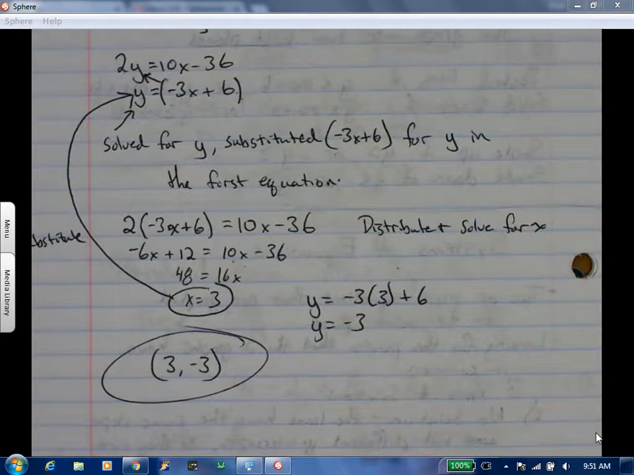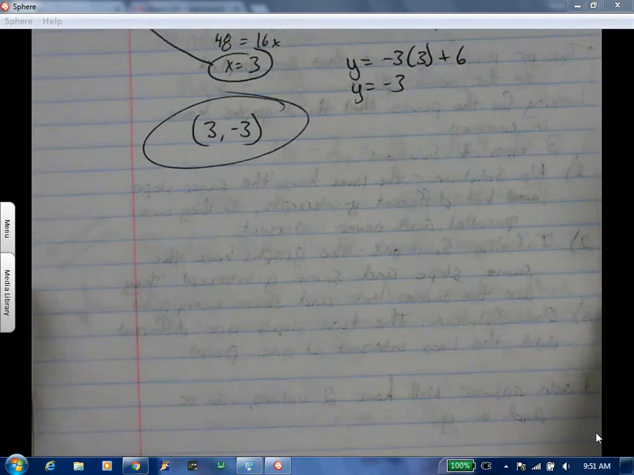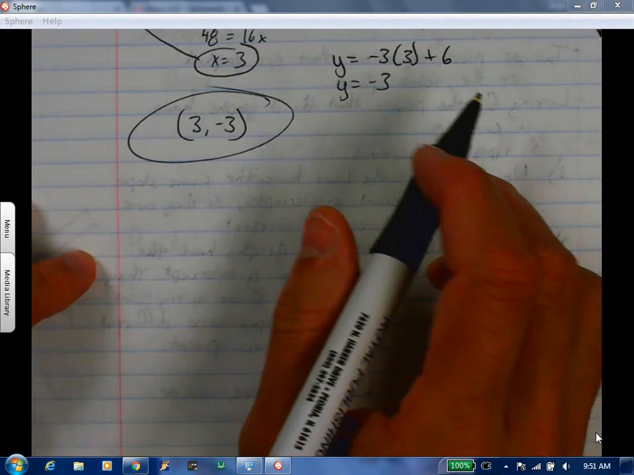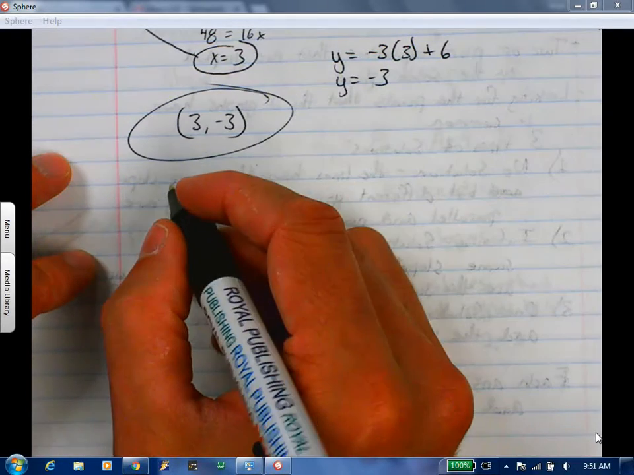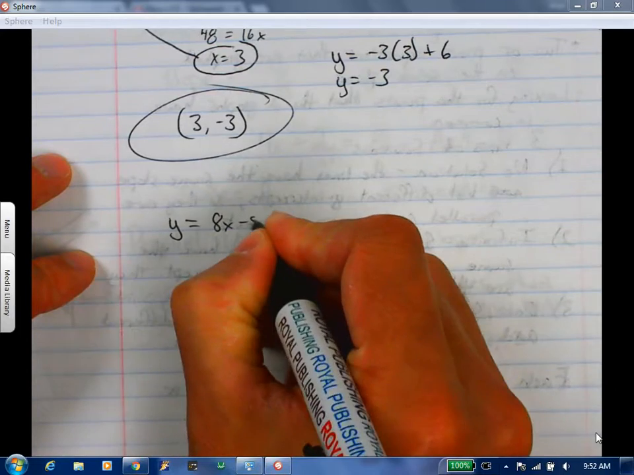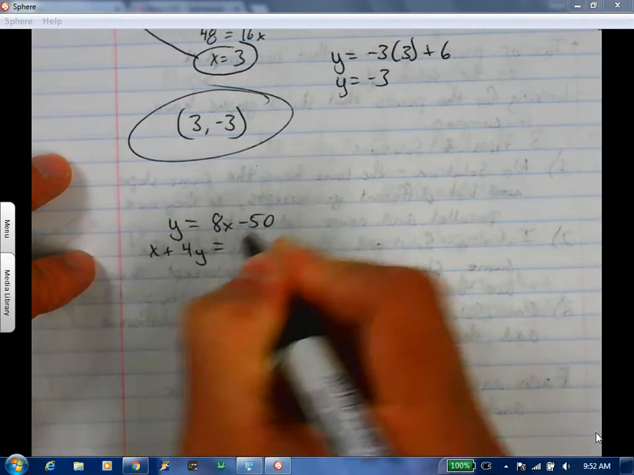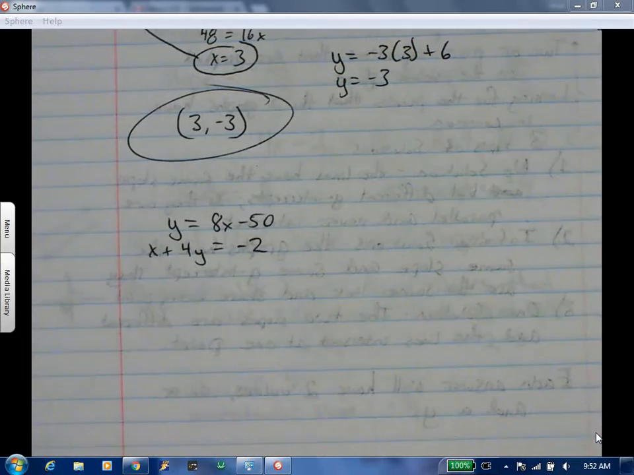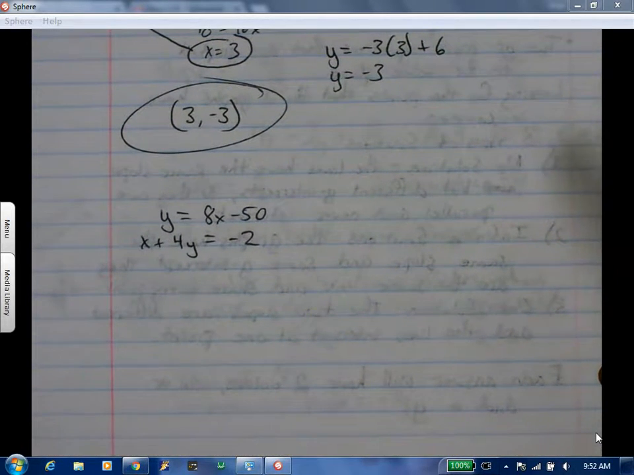Two, three more of these maybe. Okay. Y equals 8x minus 50. X plus 4y equals negative 2. So the first equation is set up very similar to what we had for our first example. The first equation is already y equals, it's been solved for y. So this part is going to go where? It's going to go down there, it's going to replace the y because it's y equals.